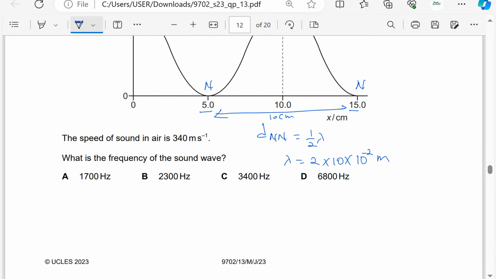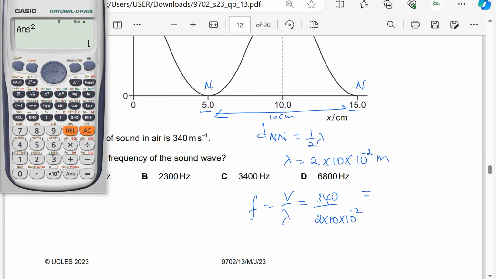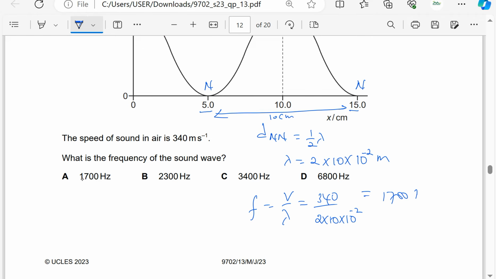What is the frequency of the sound wave? So frequency is going to be V over wavelength, which is 340 divided by 2 times 10 power minus 2. So we press the calculator. 340 divided by 20 exponent minus 2, which is 1700 hertz. So the answer here is going to be A.